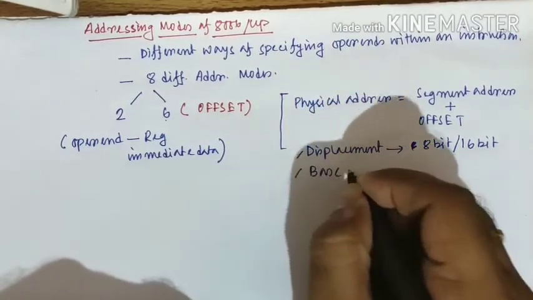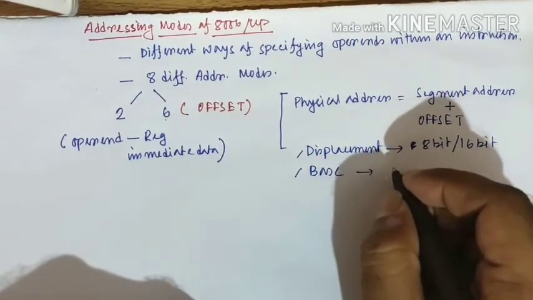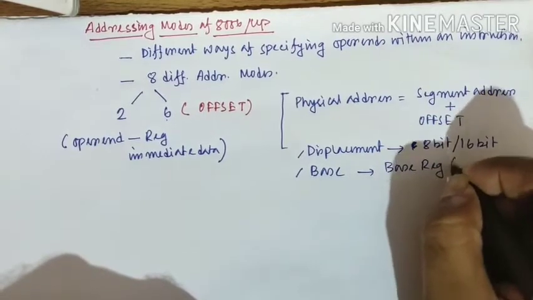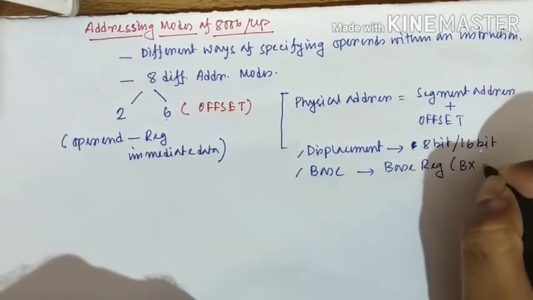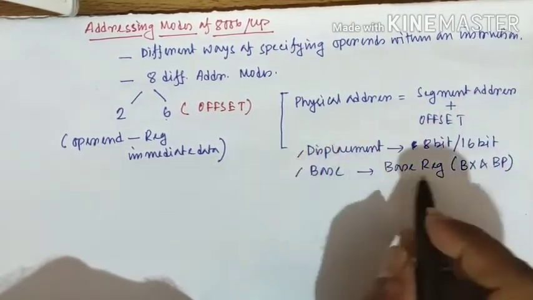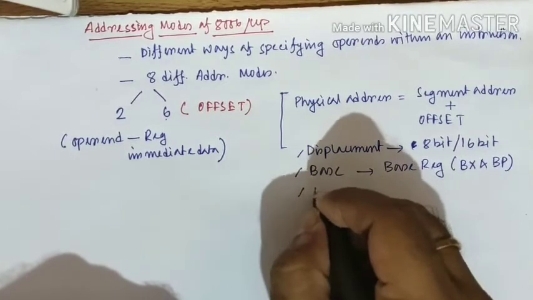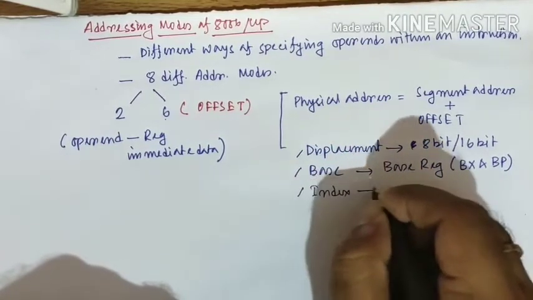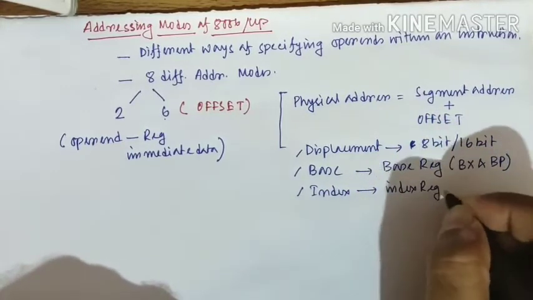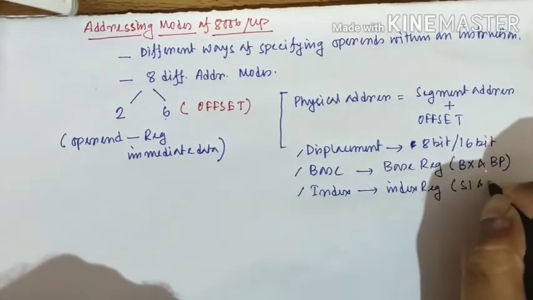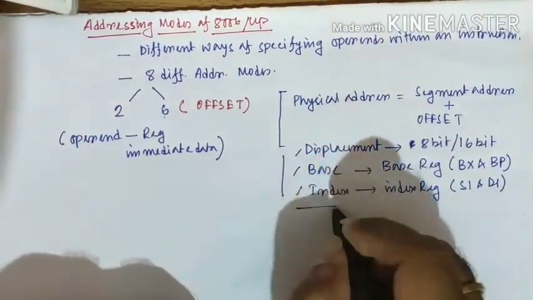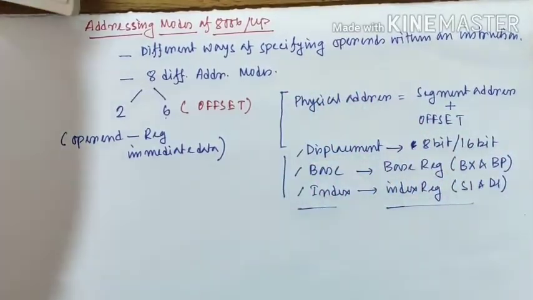Base will be denoted by base register. So the examples of base registers here will be BX and BP, base pointer. The name defines base. And index, we know we have 2 index registers. So these are the index registers, that is SI and DI. So these terms will be very important when we explain the addressing modes.